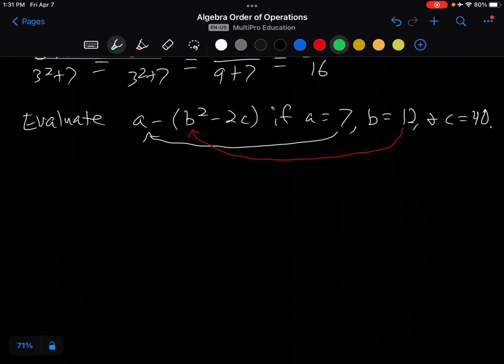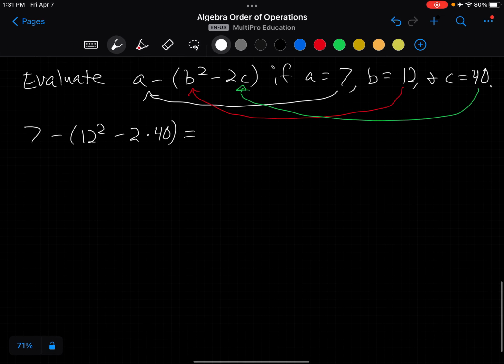We have to put b into here, and we have to put c into here. All right, so let's try this. So a is 7, so 7 minus, oh, I already made a mistake. Going too fast. All right. 7 minus 12 squared minus 2 times 40. Right? Okay. So remember, we have to follow the order of operations.